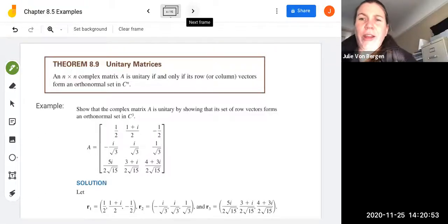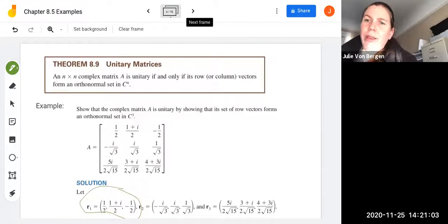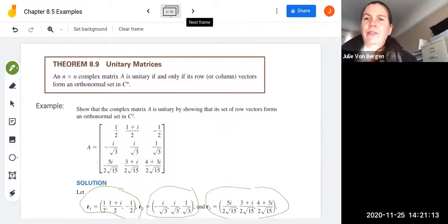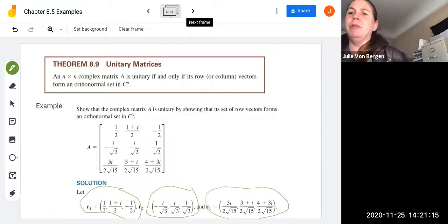The entries in the first row, we're going to call R1. So it's 1/2, (1 plus i) over 2, and negative 1/2. The second row is R2, and that's negative i over root 3, i over root 3, and 1 over root 3. And the third row, R3, is 5i over 2 root 15, (3 plus i) over 2 root 15, and (4 plus 3i) over 2 root 15.